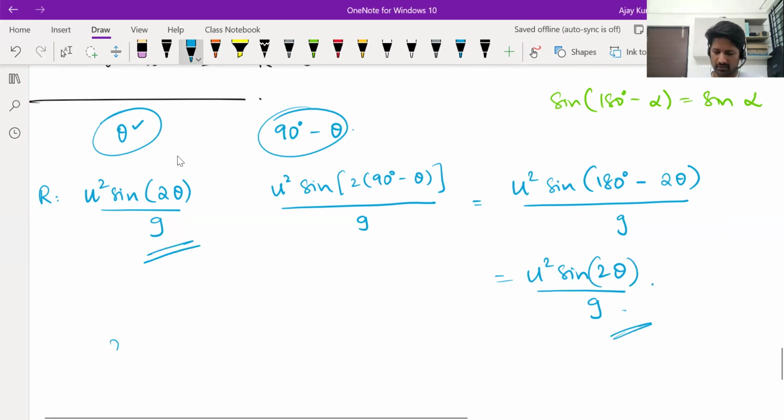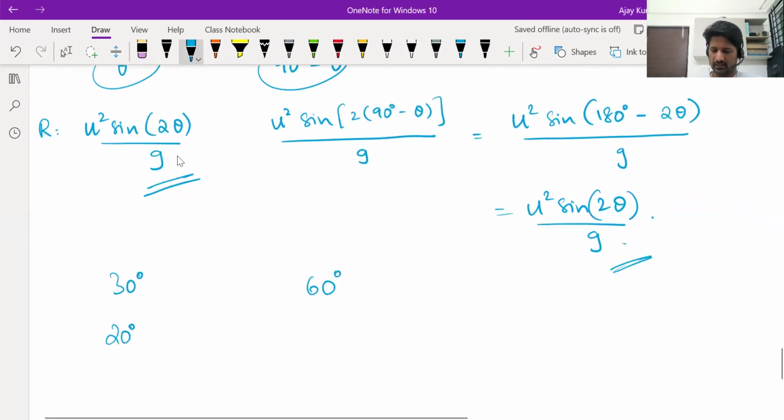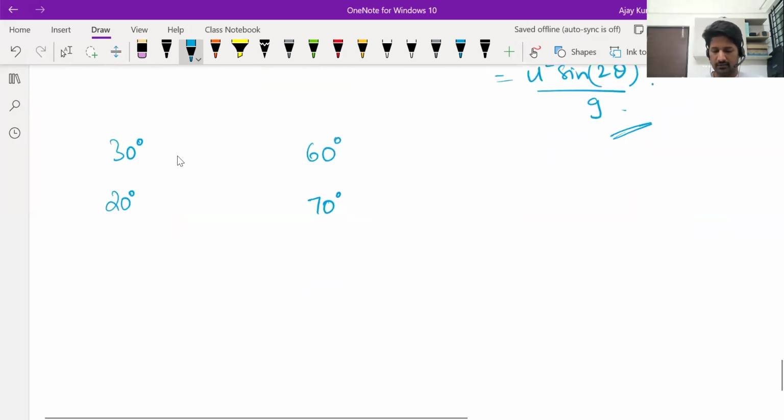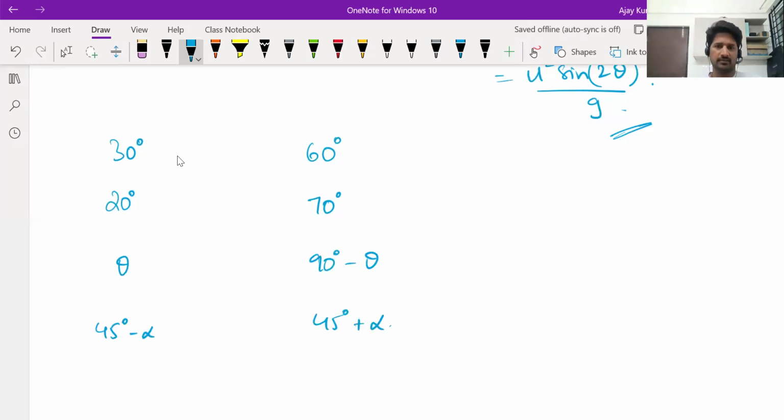For example, 30 degrees and 90 degrees minus 30, that is 60 degrees. The range will be the same. 20 degrees, 90 minus 20, that is 70 degrees. The range will be the same. You can even think of it this way: instead of theta and 90 minus theta, 45 degrees minus alpha and 45 degrees plus alpha will give you the same range.